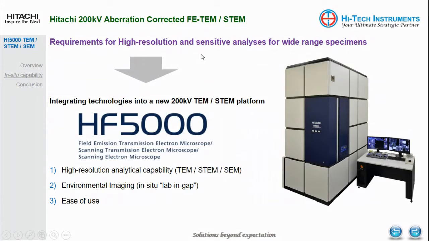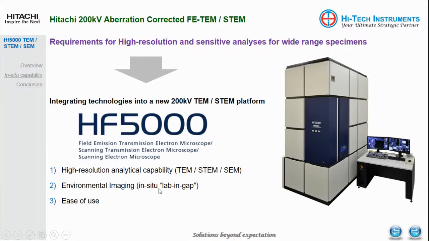And that is the requirements for high resolution and sensitive analysis for wide range specimens, and integrating the technologies into this model, HF5000. So it is a high field emission transmission electron microscope, scanning transmission electron microscope, or scanning electron microscope, 3-in-1 in a system. It can achieve the high resolution analytical capability in TEM, STEM, and SEM. And also it comes with the design of the environmental imaging. We call it eSTEM or ETEM or eSEM.